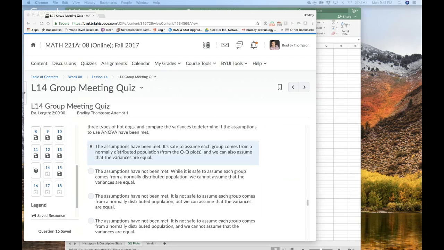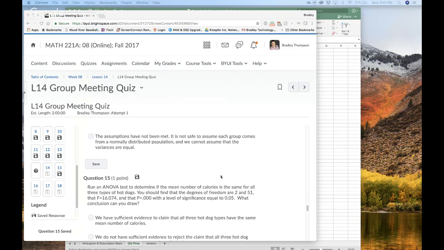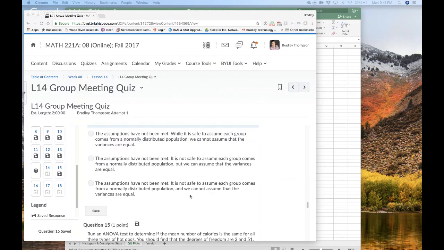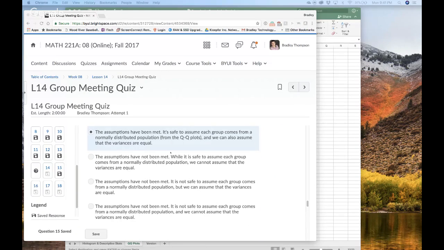Let me see the stuff. So the assumption should be met, and if the QQ plot is followed, it should be normally distributed. So the assumptions are definitely met because we just used the ANOVA down here just fine, right? So I think we can eliminate B and D.